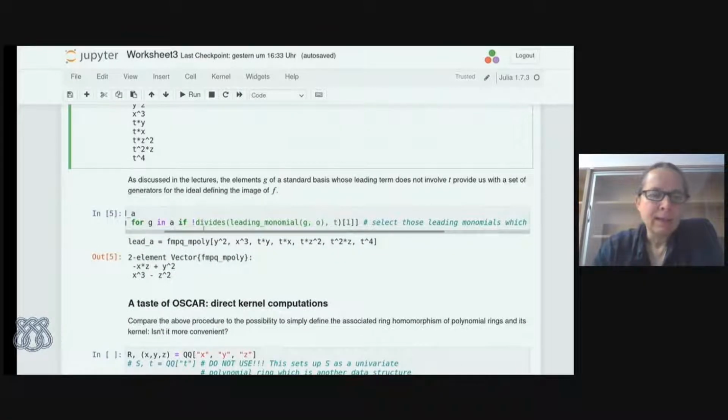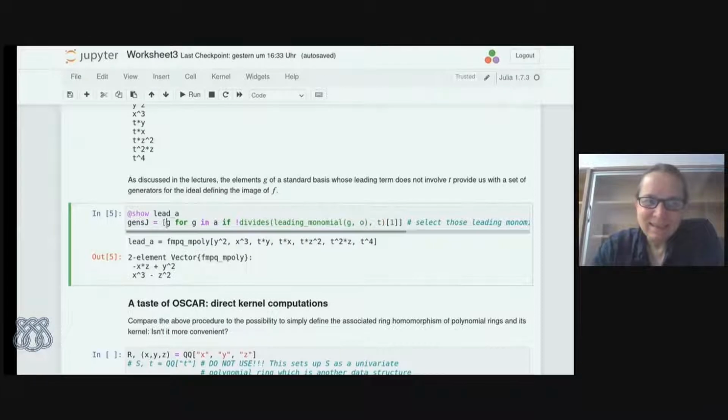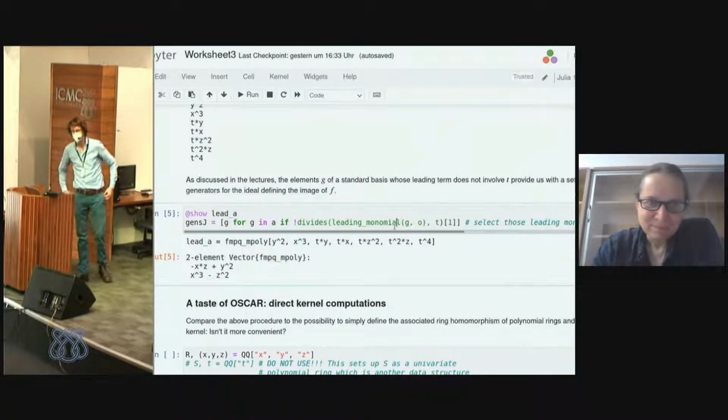Yes, here you have an example of a for loop. Yeah, it's an implicit for loop, right? Everything is really dense here. I mean, people who do Python might know it. We start a list, then we introduce a variable g, and we say for g in a vector, right? So this is an iteration, and then we can even put conditions afterwards. And this is just the condition that the leading monomial must not be divisible by t.